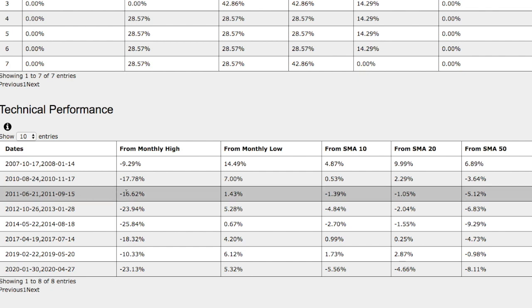It was down 16% from monthly high, up 1% from monthly low, down 1% from 10 simple moving average, and down 1% from 20 simple moving average. And we also have down 5% from 50 simple moving average. Compared to the two technical performances, there are technical similarities among the two trends.